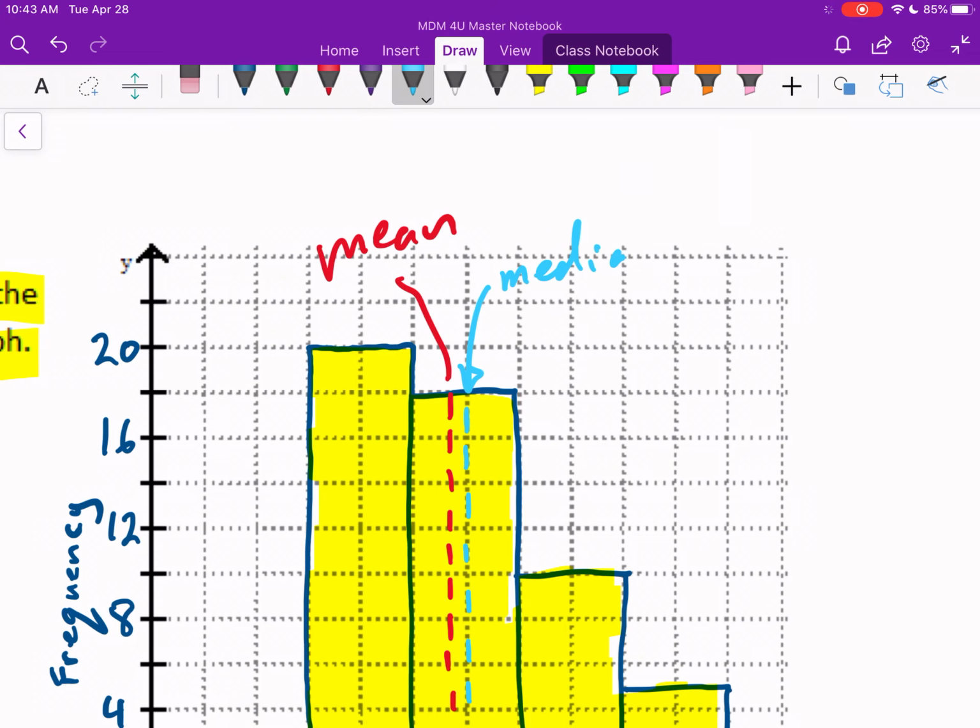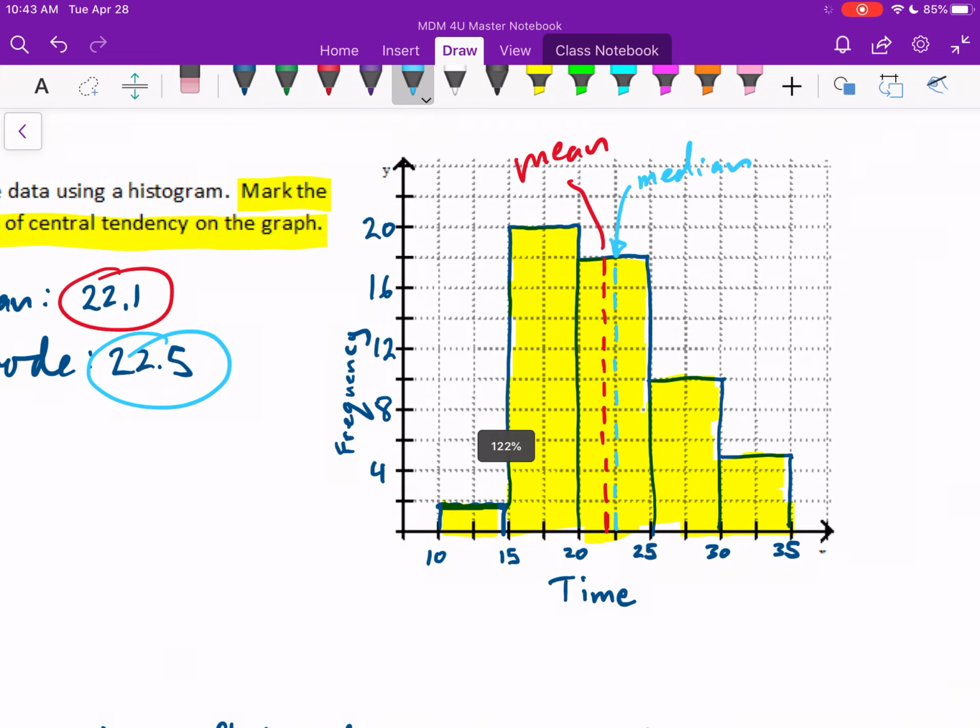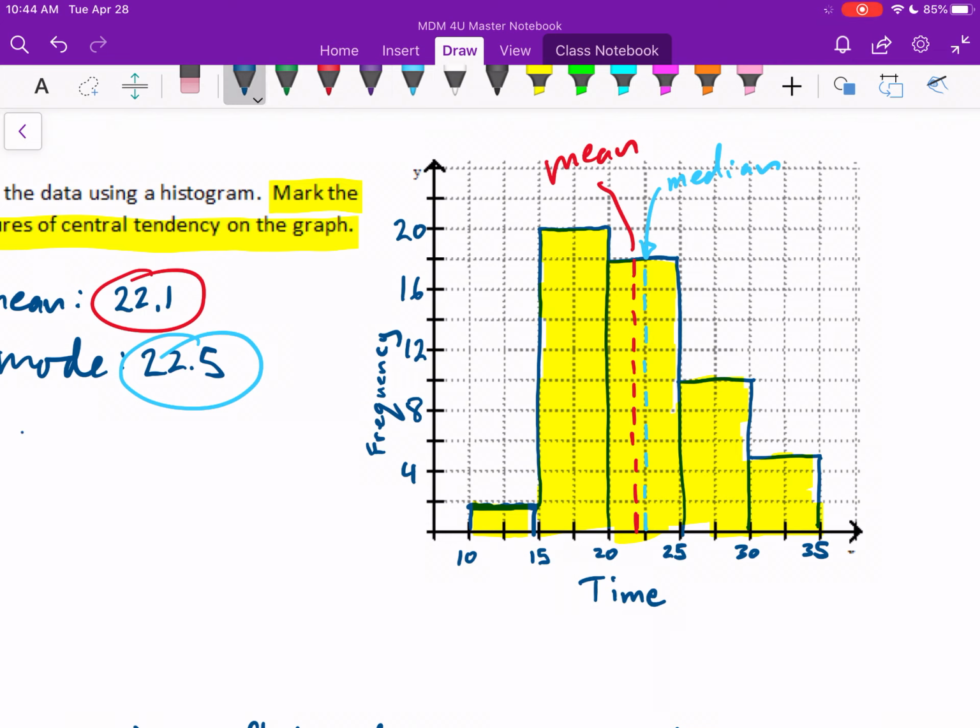That's the median. And then the mode is the most frequent one. That's really easy to see always. If we have a histogram, it's simply the highest bar. And that was at 17.5. So that would fall right here.